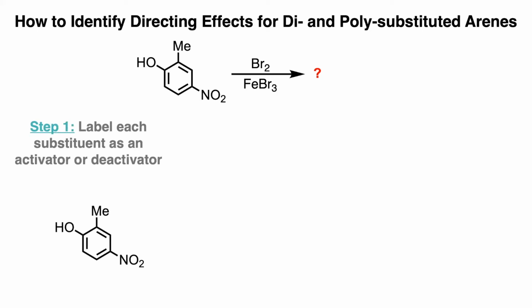In the first step, label each substituent in the reactant as either an activator or a deactivator, and also include their strength if you can too. In this example, a methyl group is a weak activator, a hydroxyl group is a strong activator, and a nitro group is a strong deactivator.